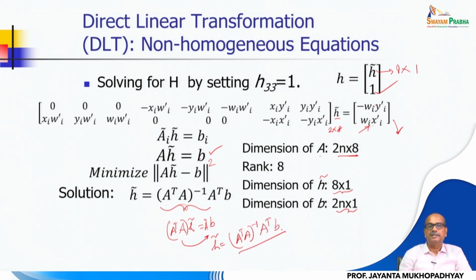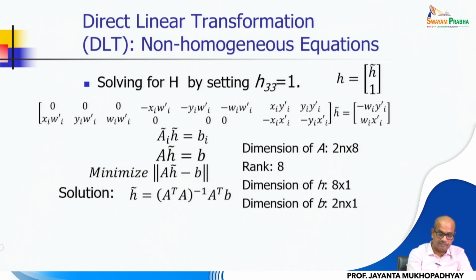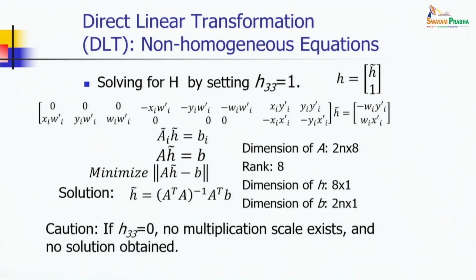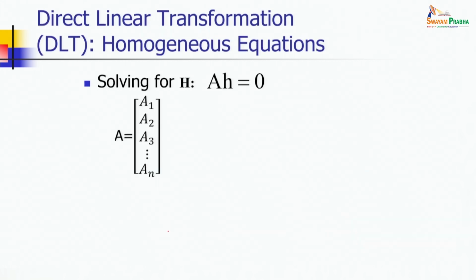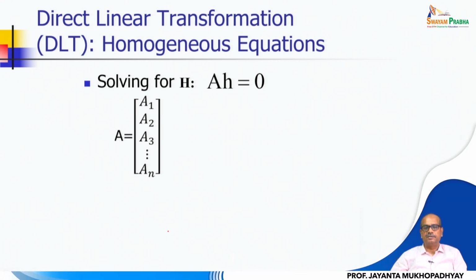So this is the direct linear transform method for solving a set of non-homogeneous equations. Once again, the problem is that if H33 is 0, then this technique does not work. So in general, we try to solve the homogeneous equation directly, instead of setting H33 equal to 1 and converting into a set of non-homogeneous equations. Why don't you solve the homogeneous equations directly?